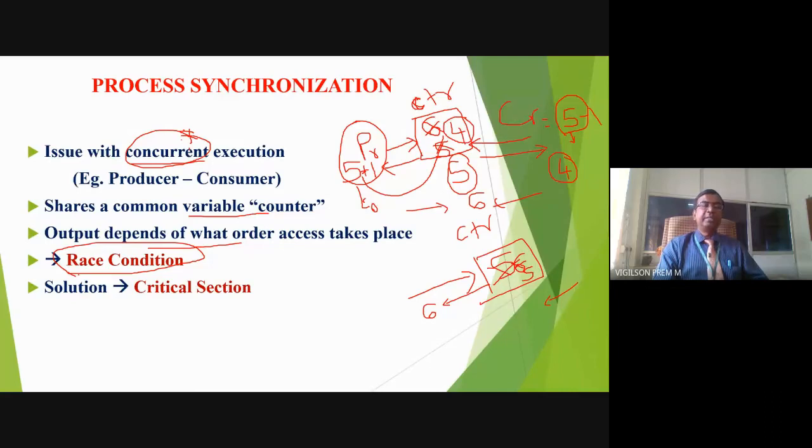So what do we mean by race condition? There is no proper understanding between the producer and the consumer, because they are sharing a common variable, and also they are sharing it in parallel. An unexpected answer is received by both the producer and the consumer. So it will create confusion among these two processes. That is referred to as a race condition. They may ask this question: what do you mean by race condition? Now you know the situation.